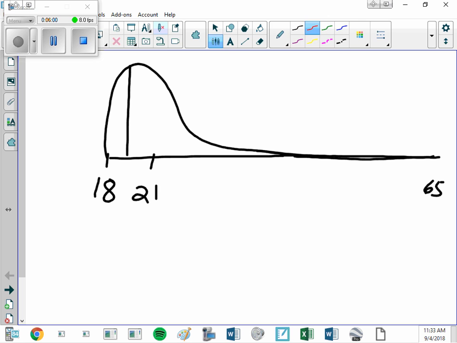So, where would you put the median? Probably about right here. Maybe to the right just a little bit. Okay? The group of people between 18 and 21 is equal in size to the group of people between 21 and 65. Where would you put the average age? To the right of that. How come?